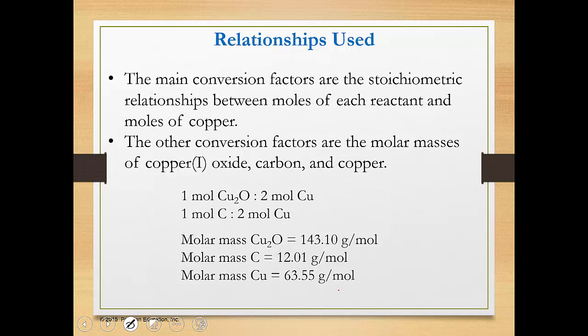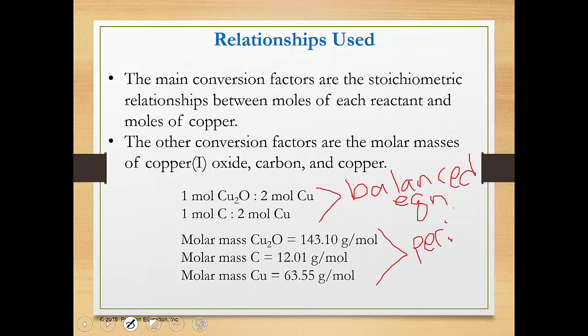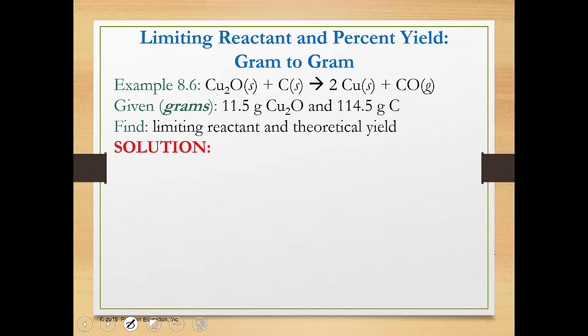What are the relationships you need? These all come from the balanced equation. These are all from the periodic table. Okay, so a balanced equation, a periodic table, and a calculator are all you really need. You don't even really need the calculator, but it saves a lot of time. Okay, so that's what you need in order to solve limiting reactant problems. So let's look at the solution now.